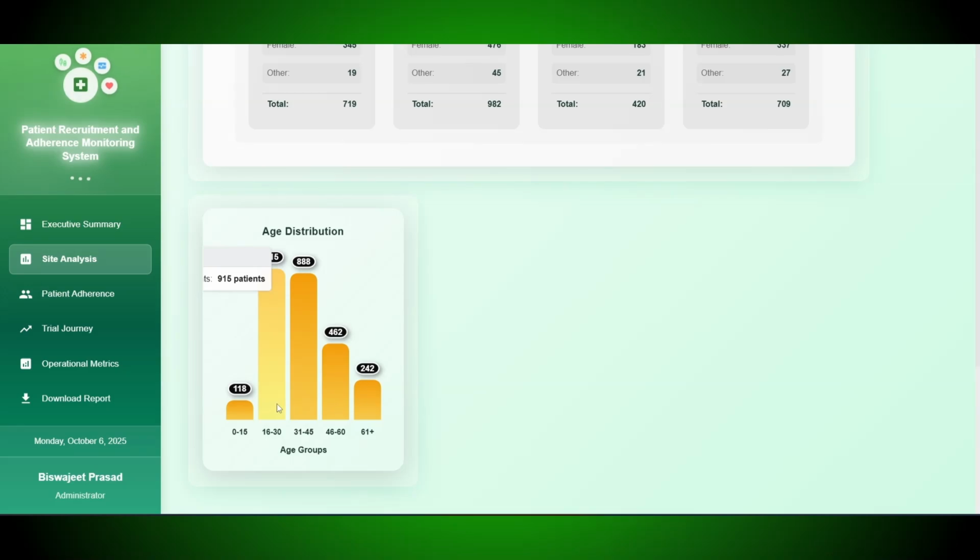The age group 16 to 30 has the highest participation, followed by the 31 to 45 age group. This shows younger individuals are more active and open to contributing to clinical research, while others might be less involved due to trust issues, lack of awareness or treatment urgency.